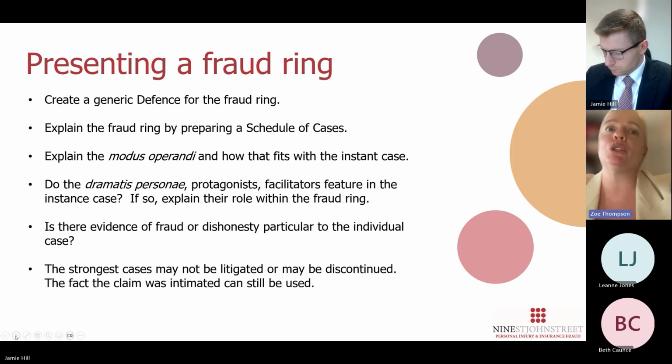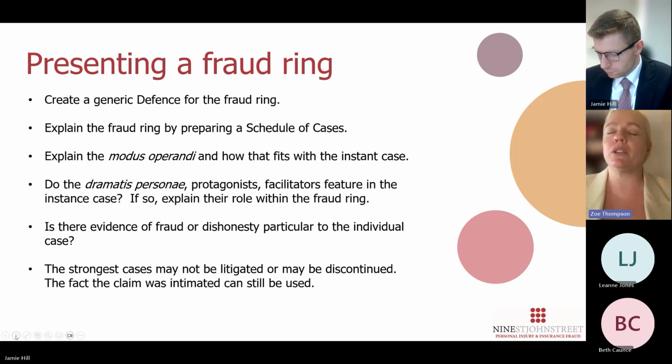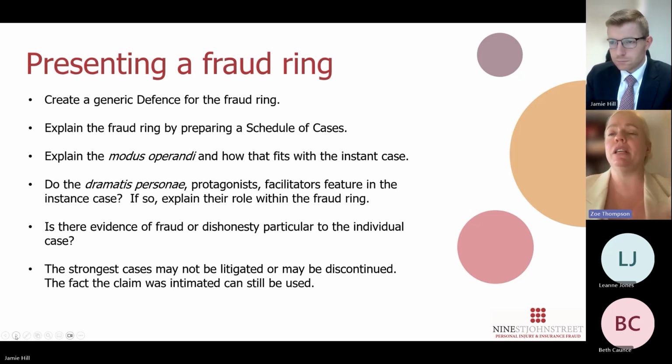You also want to have a schedule of cases. So your schedule of cases will record each accident, usually in chronological order, who the claimant is, what the type of accident is. So for example, an induced accident at a roundabout, where the location is, the repairing garage, who the credit hire company are, who the solicitors are. And so what it means is that when you're looking at your schedule of cases, you can see in a very graphic form the similarities that run between the cases in your ring.